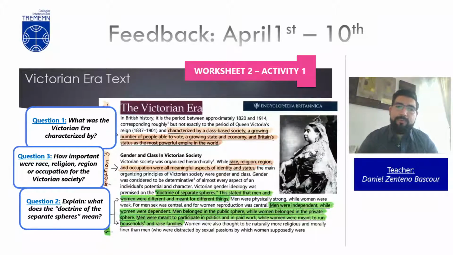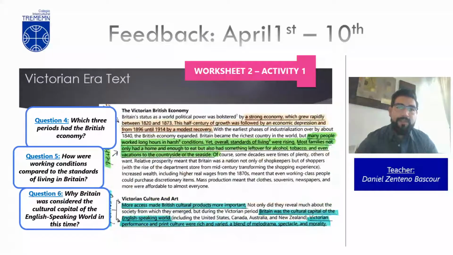Question 3. How important were race, religion, region, or occupation for Victorian society? These aspects were all meaningful according to the text. They were meaningful aspects of identity and status. However, we know that gender and class were more important. Question 4. Which 3 periods did the British economy have? In simple terms, there was a growth, then a decrease, and then again another growth in the economy. So this is basically what it was.